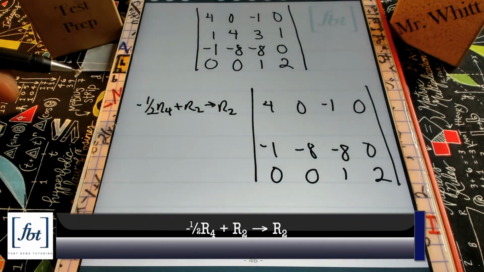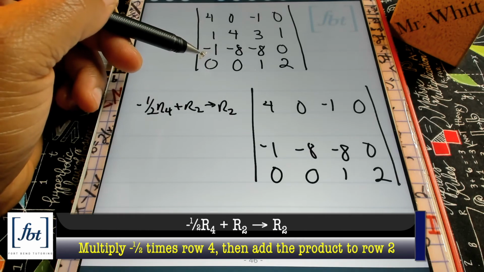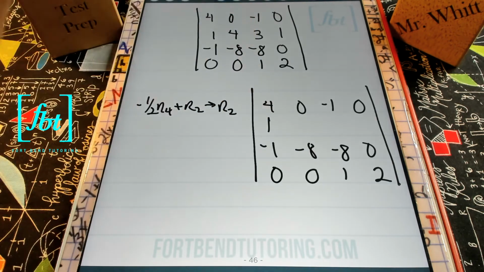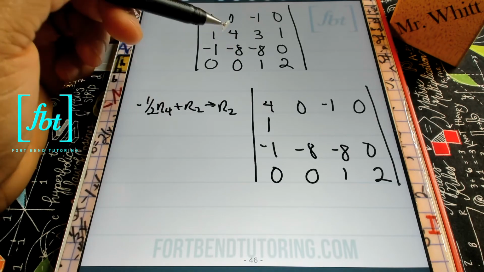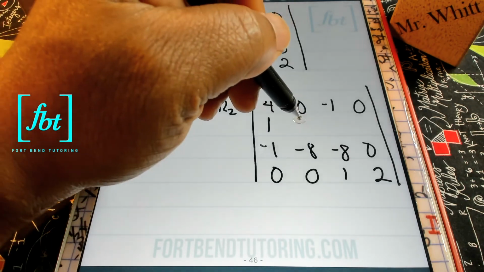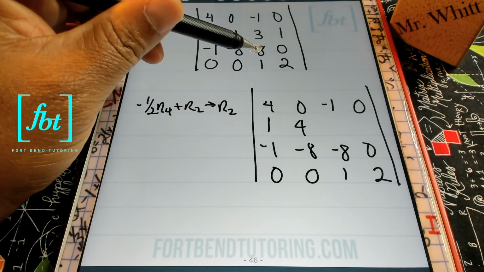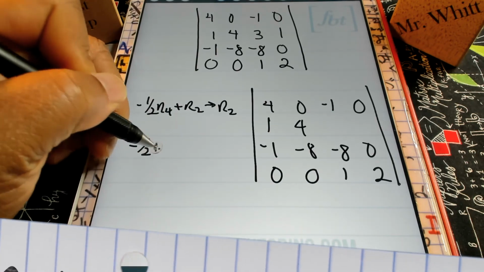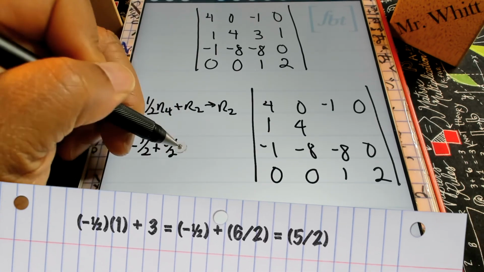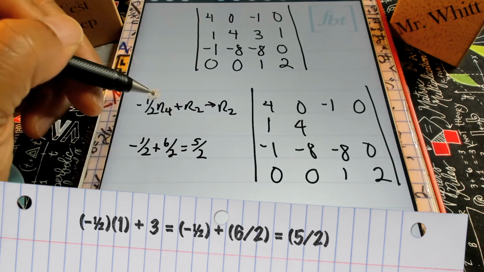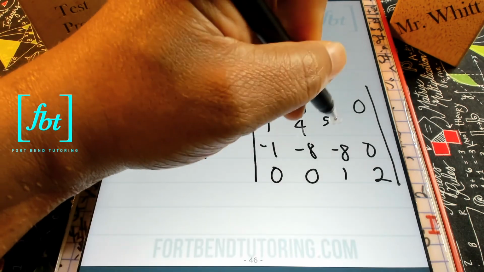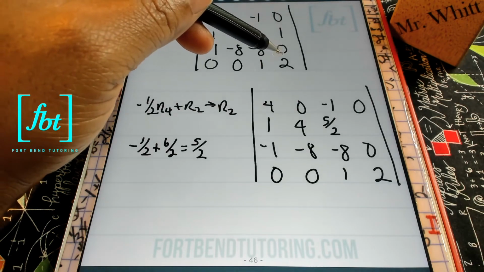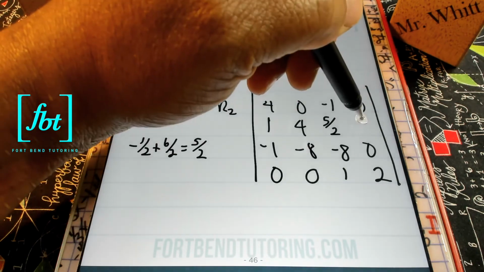We'll be taking negative 1/2 of row 4, so negative 1/2 times 0 is 0, and then 0 plus 1 is 1. Then negative 1/2 of 0 is 0, 0 plus 4 is 4. Negative 1/2 of 1 is negative 1/2, and negative 1/2 and 3, which is 6/2, combine to give you 5/2. All right, so we'll have 5/2 here. Then you'll have negative 1/2 of 2, which is negative 1, and negative 1 plus 1 is 0.